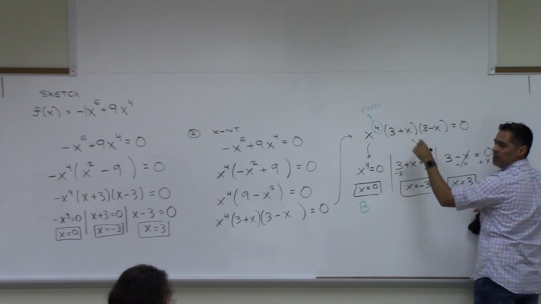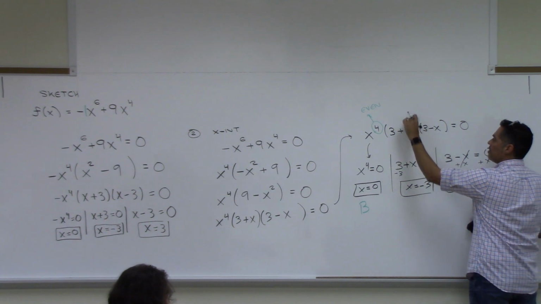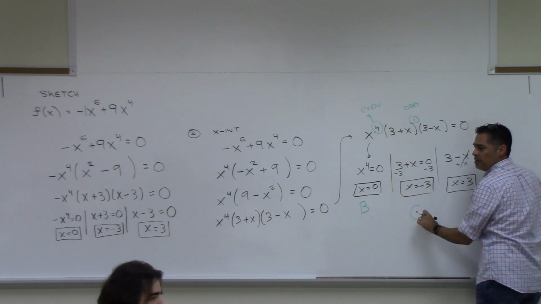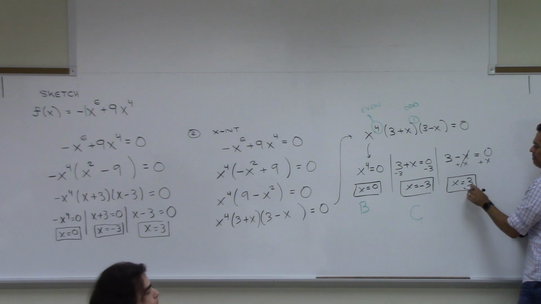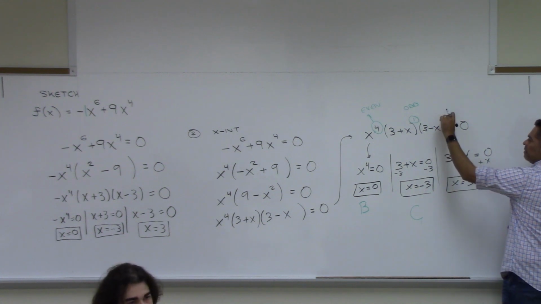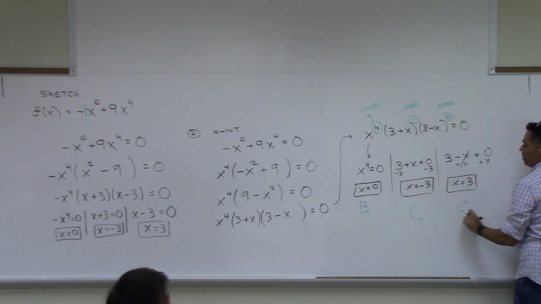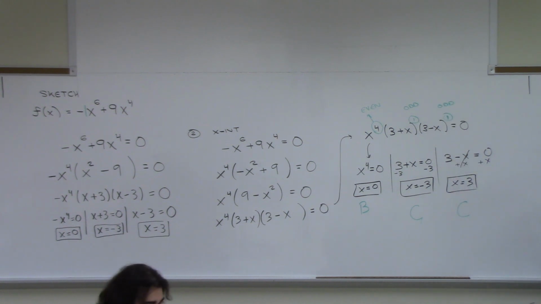What's the power on this factor? 1. And that's an odd number. And that means I'm going to cross here. And then here, this comes from this factor, 1. That's also odd. So I'm going to cross here. Okay?